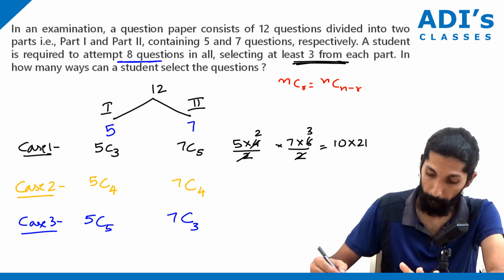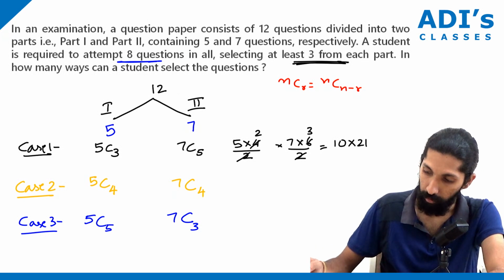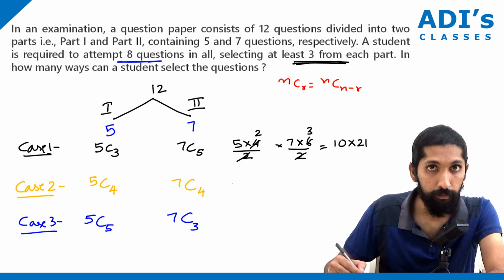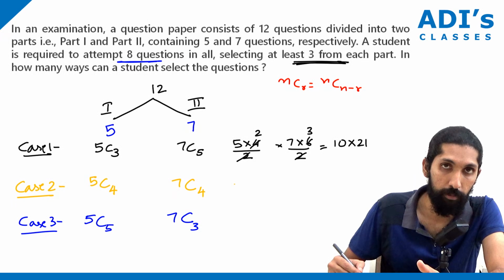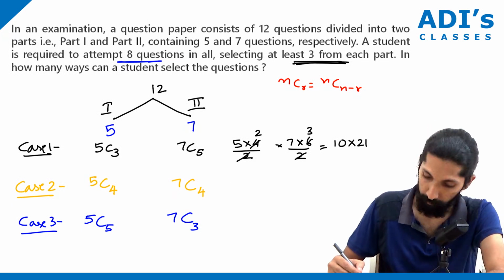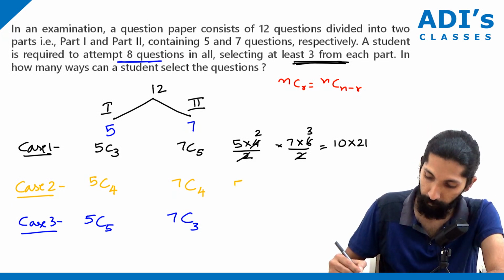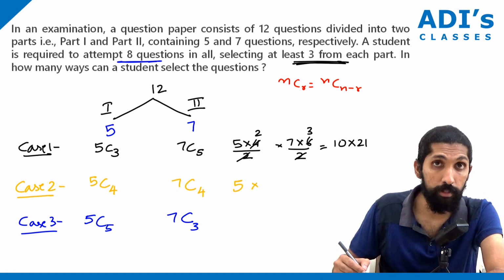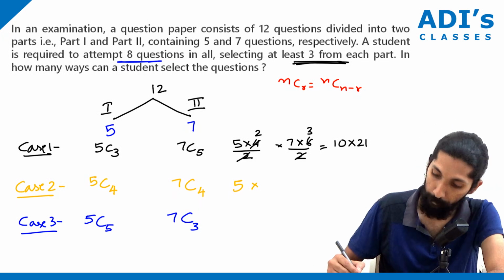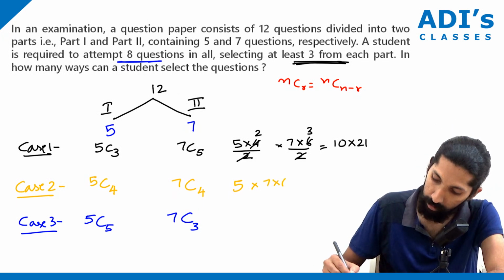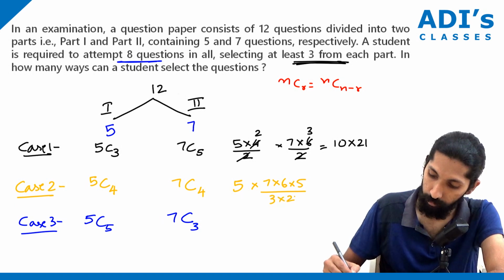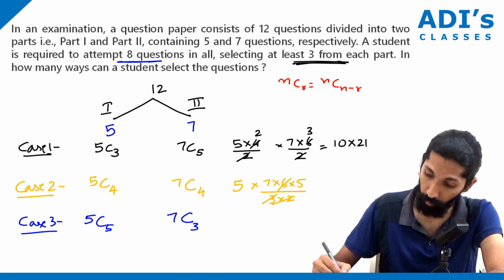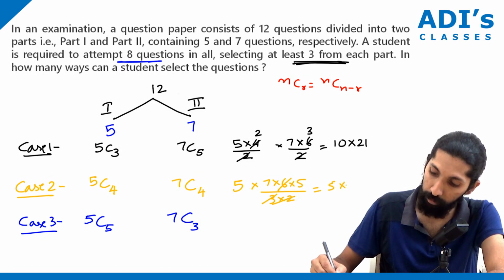Okay, this is done. Second one, we have 5C4 is the same as 5C1. Right? 5C1, which is nothing but 5. Into 7C4 is the same as 7C3, which is 7 into 6 into 5 by 3 into 2. Cancel, cancel. So we get 5 into 35.